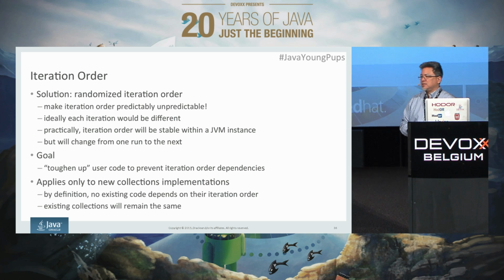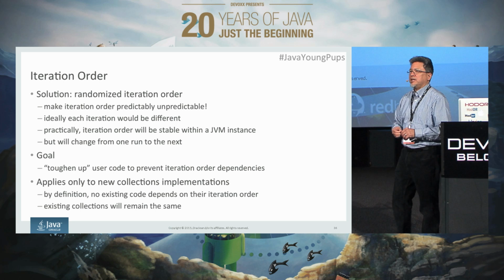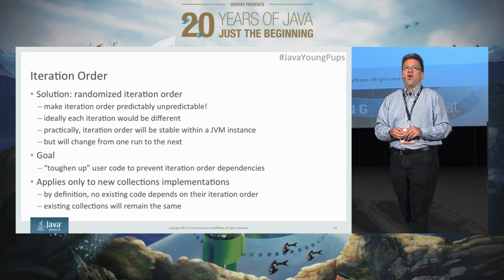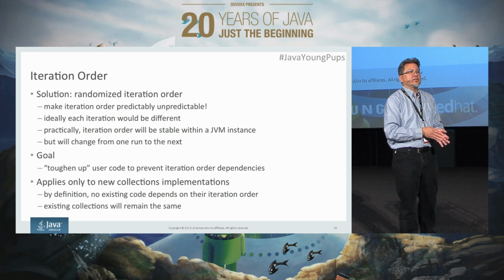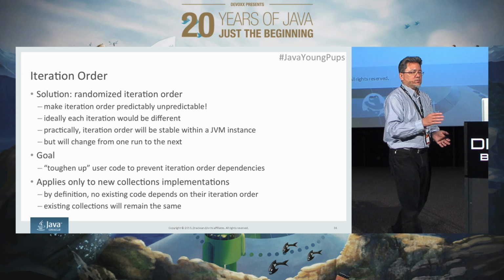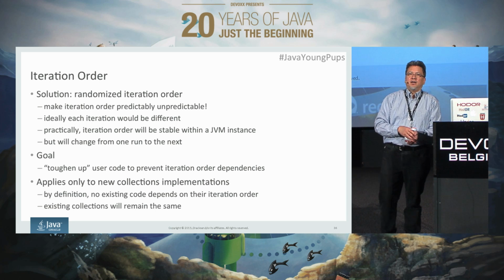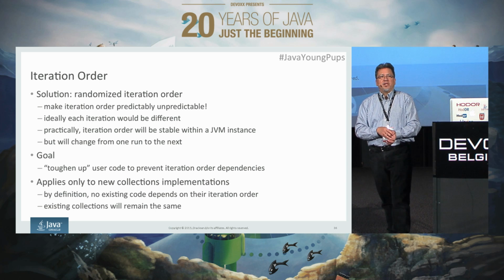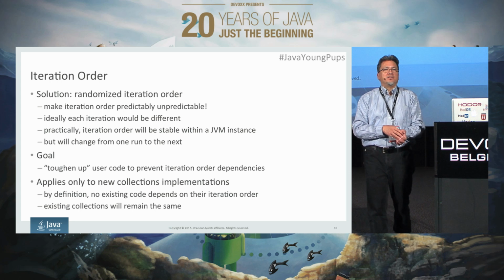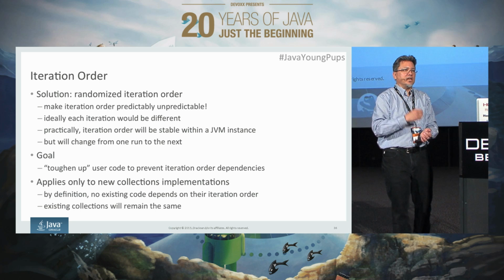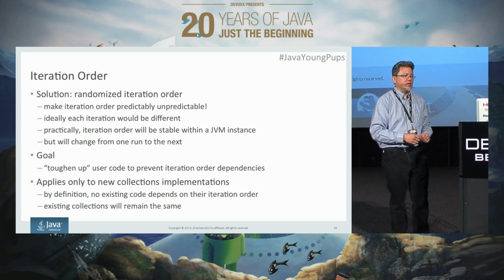Now note, this randomized iteration order idea is applying only to the new collections implementations. The existing collections implementations will retain their current behavior. I think it would be a pretty aggressive move to make them have randomized iteration order as well. And I think that's an interesting idea to talk about, but that's not on the table at this time.